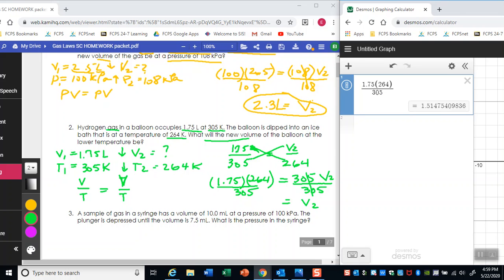So I've got, let's see, I had 3 significant digits here, so I'll go ahead and have 3 significant digits here. So 1.51. The next digit's a 4, so I'll leave that as a 1. And then the unit for volume is liters, and that is my final answer. And then I'll check it. I'll say, okay, the temperature went down. Did the volume go down? Yeah, it went from 1.75 to 1.51. So it did go down, so that's probably right.